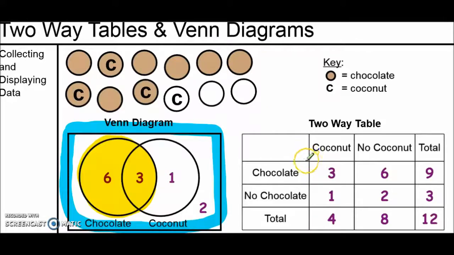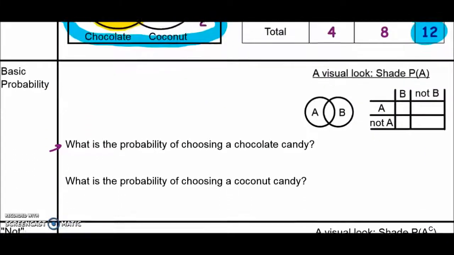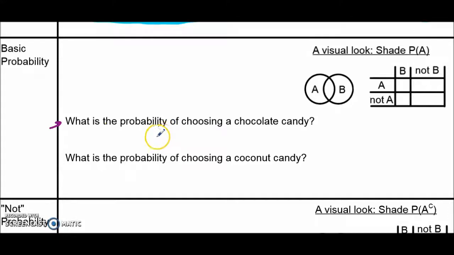We could also use the two-way table. How many chocolate candies are there? Well, it tells us here there's a total of 9 chocolate candies. Again, that is 3 plus 6. Out of a total of 12 candies. So either way, using the Venn diagram or the two-way table, it seems like there's a 9 out of 12 chance of picking a chocolate candy. Let's write that fraction down below. So we found the probability of choosing a chocolate candy was 9 out of 12. Now we often like to reduce our fractions to simplest form. So 9 out of 12 reduces to 3 out of 4.